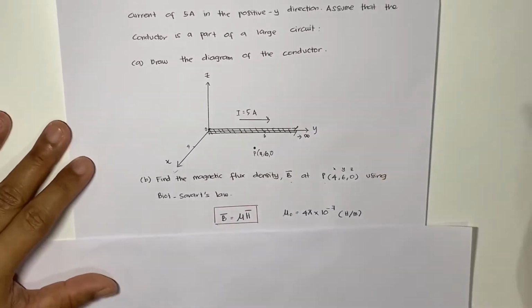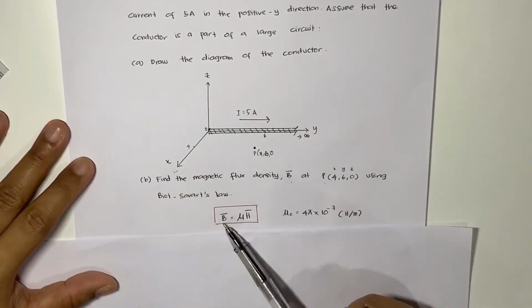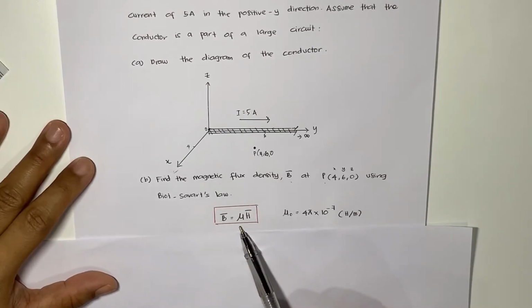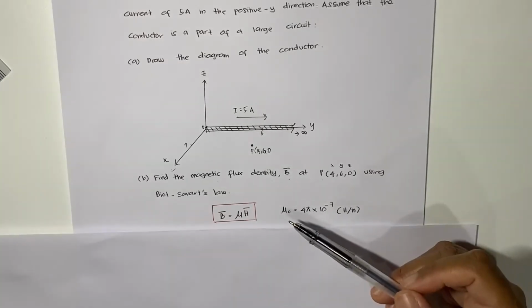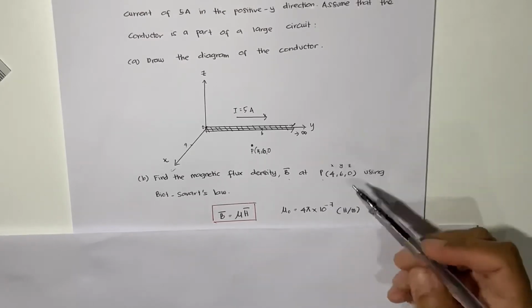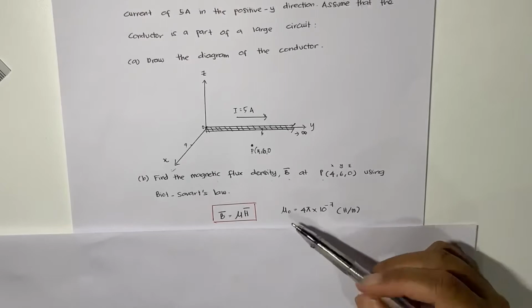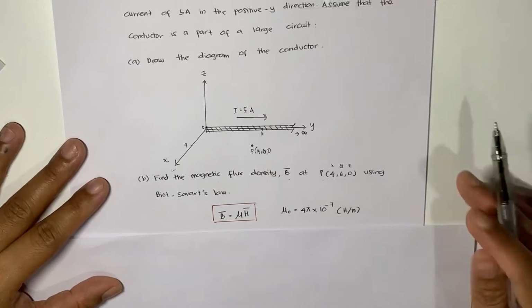Next, we must know that magnetic flux density B is equal to permeability times H. What is H? H is the magnetic intensity, also known as magnetic field strength. We assume that the permeability is 4 pi times 10 to the power of negative 7 Henry per meter. This is the constant under free space.